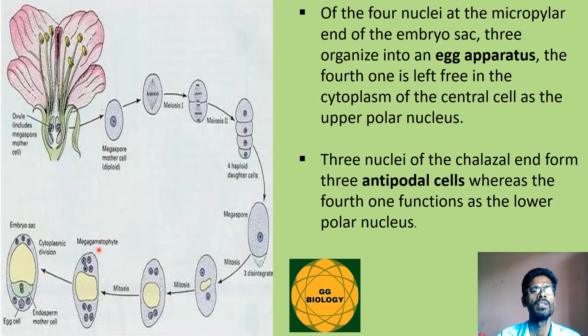And this is said to be the structure of the embryo sac. This is the chalazal end, and this is the micropylar end. In between, a large vacuole is seen. Once we come to the micropylar end, there are 4 nuclei, in which 3 nuclei will act as the egg apparatus, and the one which is left free will get into the cytoplasm to act as the upper polar nucleus. And coming to the chalazal end, there are 4 nuclei again, among which the 3 nuclei will act as the antipodals, and the 1 nucleus will come to the cytoplasm, and this will act as the lower polar nucleus.